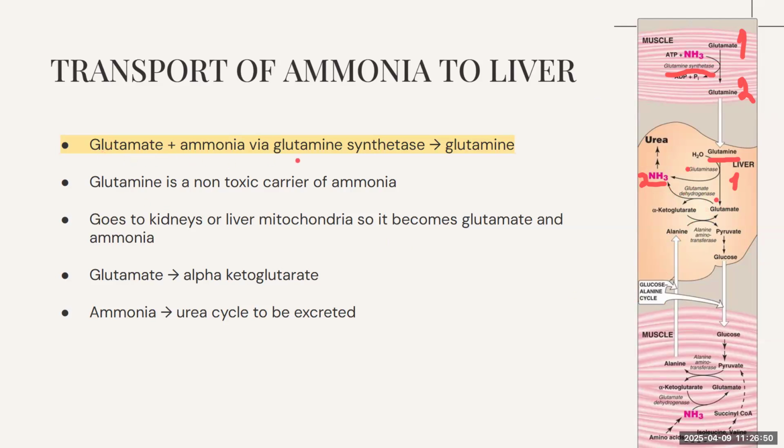Glutamate and ammonia via glutamine synthetase gives you glutamine. Glutamine is a non-toxic carrier of ammonia. It goes to the kidneys or liver mitochondria, so it becomes glutamate and ammonia. Glutamate becomes alpha-ketoglutarate, and the ammonia goes to the urea cycle to be excreted. Basically what I just explained here.